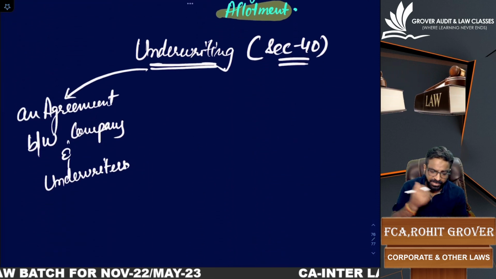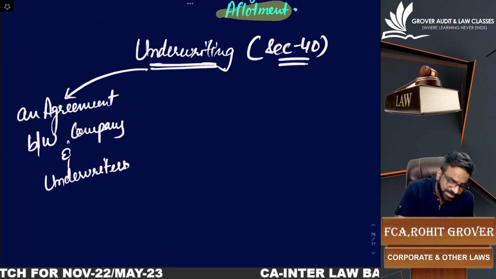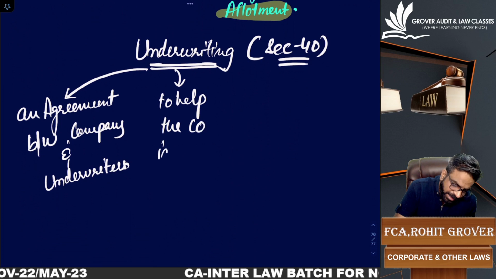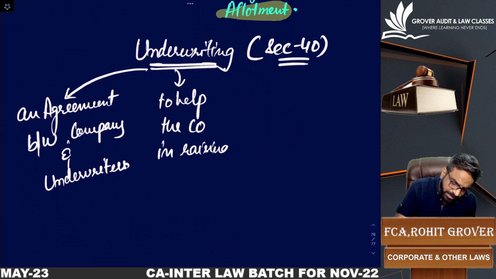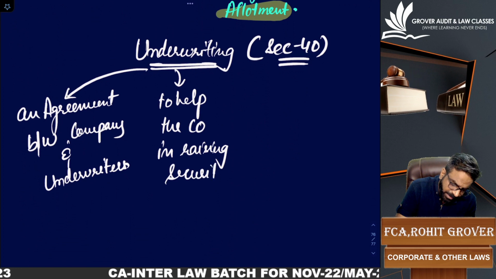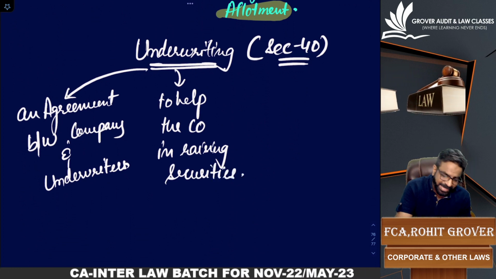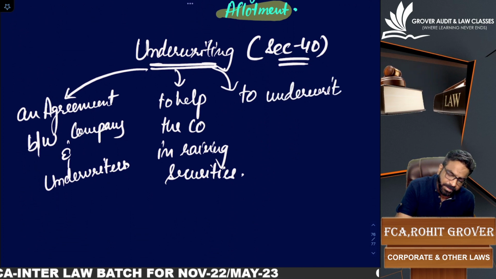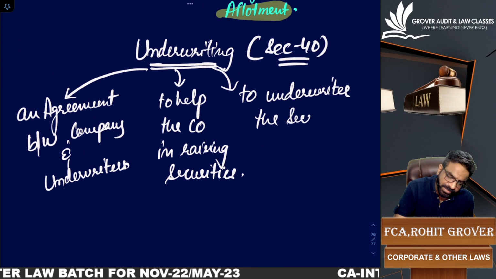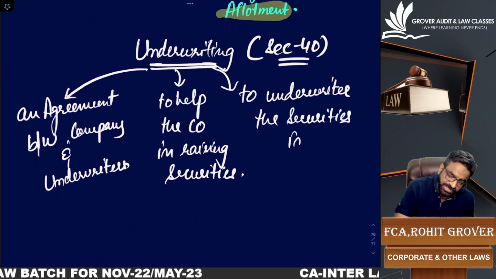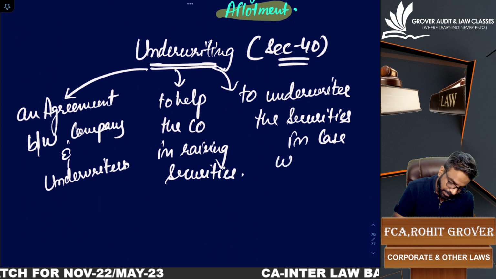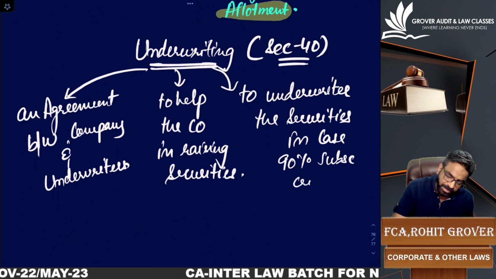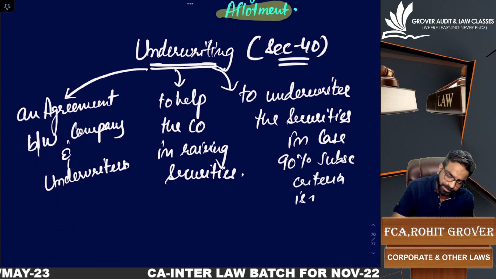So underwriting is also part of section number 40. It is an agreement between the company and underwriters. Now what is this agreement? To help the company in raising securities, and to underwrite the securities in case the 90% subscription criteria is not met.